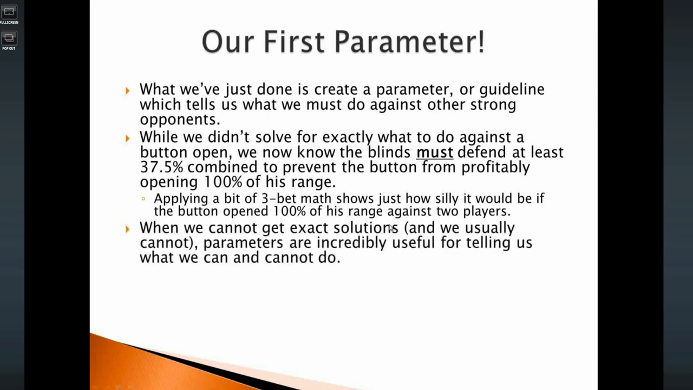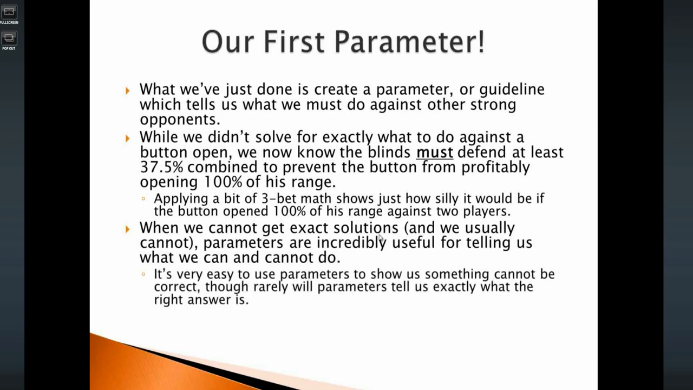When we cannot get exact solutions, and we usually cannot, parameters are incredibly useful for telling us what we can and cannot do. Parameters just give us guidelines for what we have to follow. They tell us around where the theoretically correct solution lies.